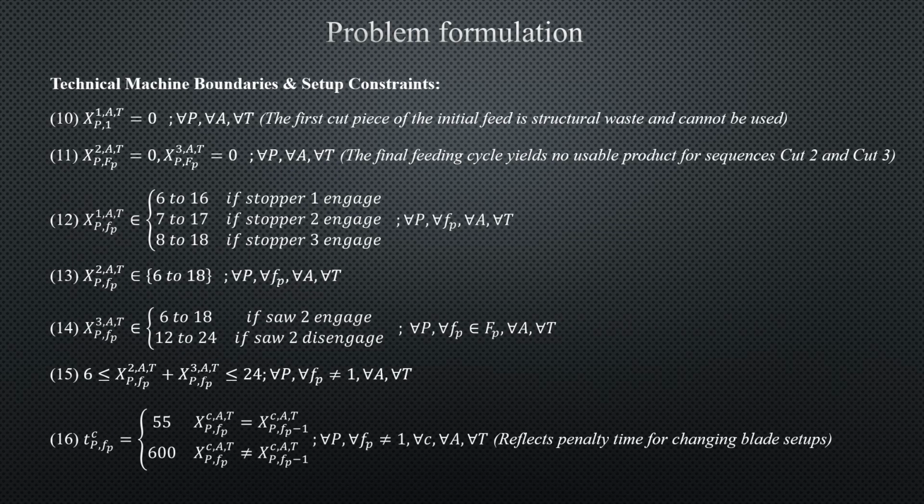On this slide is the technical machine boundary and setup constraint. Equation number 10, the first cut piece of the initial feed is structural waste and cannot be used. Equation number 11 means the final feed cycle yields no usable product for sequence cut 2 and cut 3. Equation 12, it is the range of cut 1 when the stopper engages or disengages.